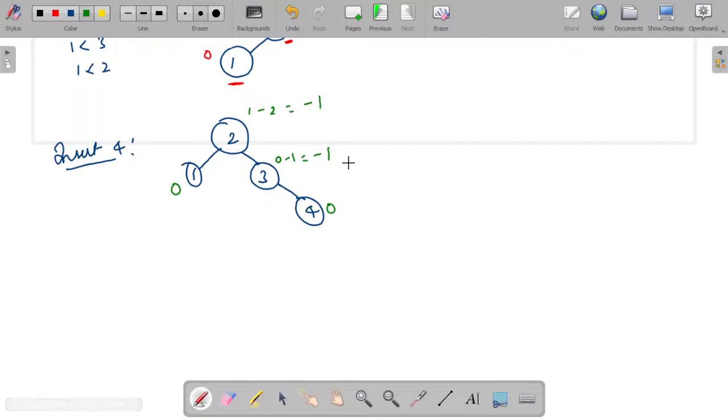Now if you see, even though the tree is a little right skewed, the balance factors are within the range of minus 1 to plus 1. So now we don't have to worry about balancing the height of the tree. So we can go ahead and perform the next insertion operation.